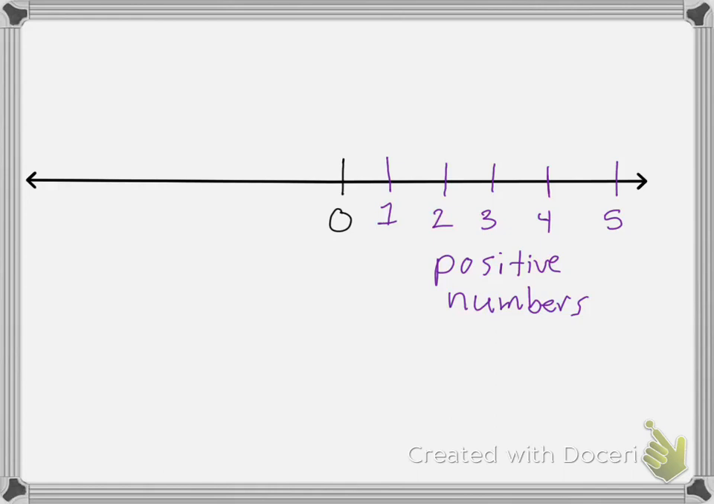So if we have the first mark, it's 1 unit away from 0. So we mark this as a negative 1. Then the next one is 2 marks away from 0, so that'd be negative 2. Then negative 3, negative 4, and finally negative 5.